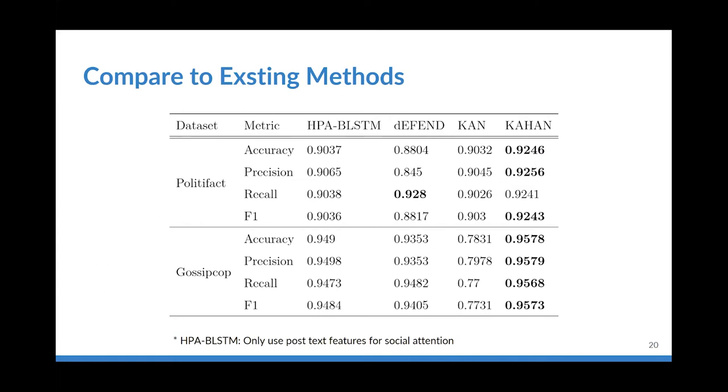There are 3 baselines. The first is HPA-BLSTM, and then dEFEND and CAN. We use HPA-BLSTM, which is a variant of HSA-BLSTM, as our baseline, because we only use post-text features for social attention. In both data sets, our method can outperform the 3 baselines in nearly all metrics.